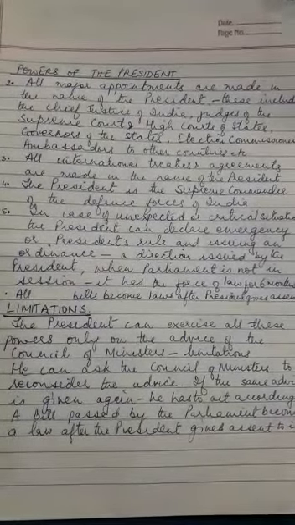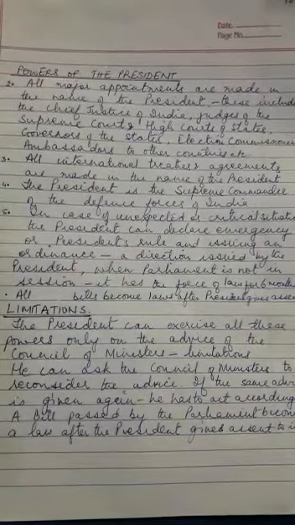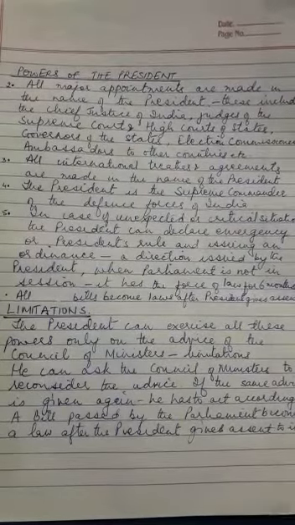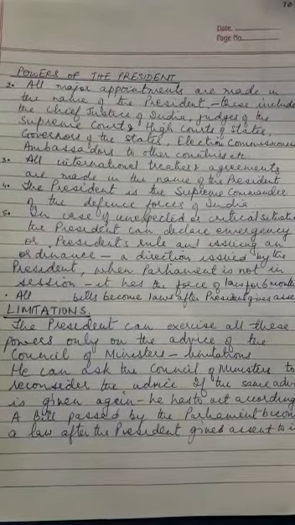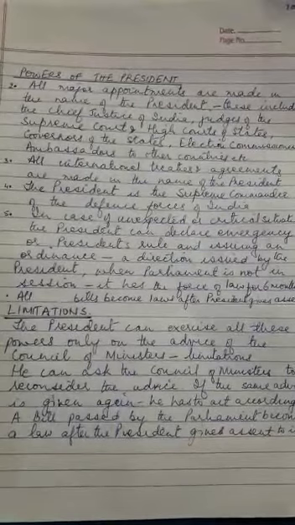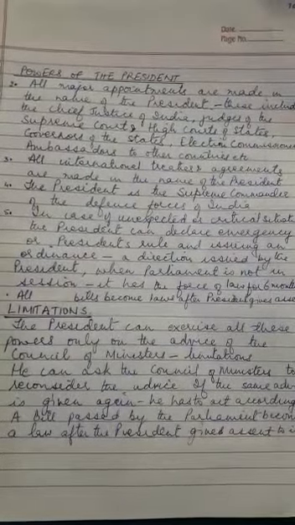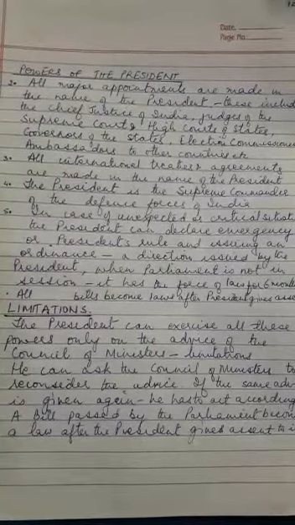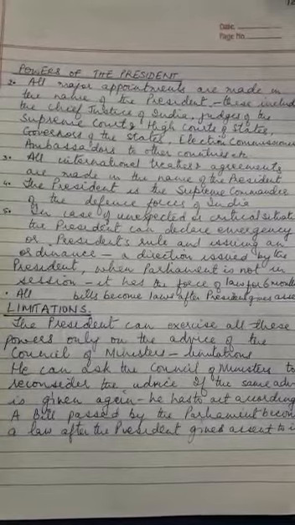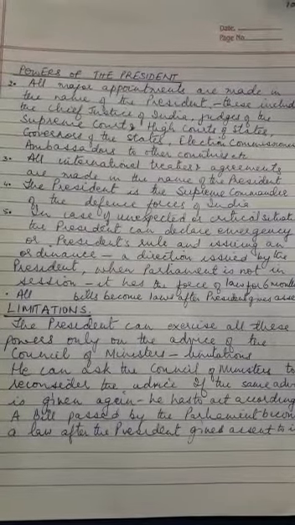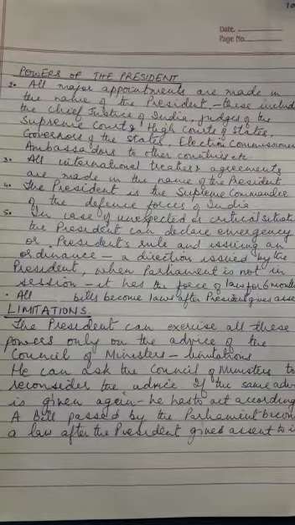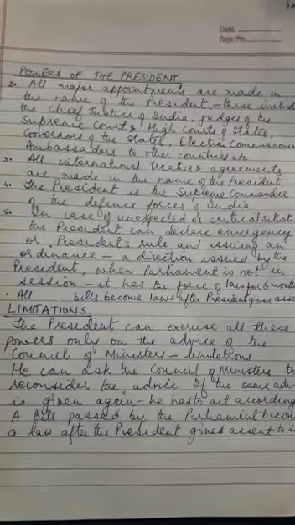Now, there are certain limitations. What are these limitations? The President can exercise all these powers only on the advice of the Council of Ministers. He can ask the Council of Ministers to reconsider the advice if he feels it should be reconsidered. But if the same advice is given again, then he has to act accordingly, that means he has to agree to it.